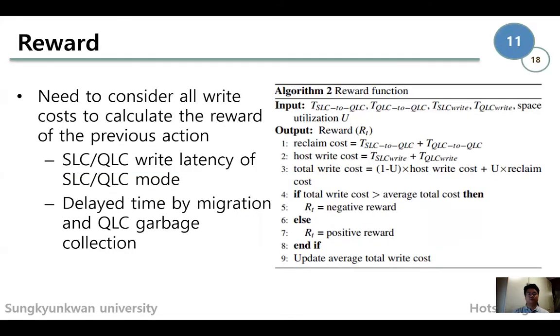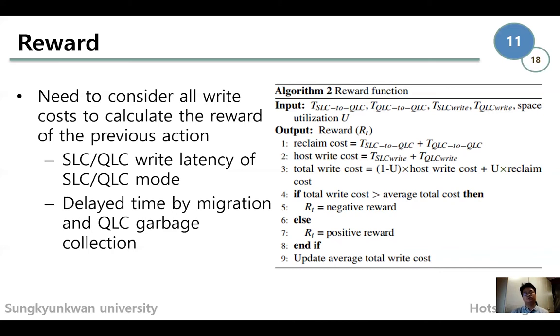We need to consider all write costs to calculate the rewards of the previous action. SLC and QH write latency, migration, and garbage collection time have strong influence on write performance. Thus, we designed a reward function by using these factors. Algorithm 2 shows the reward function. After performing an action, we calculate recurrent cost and host write cost.